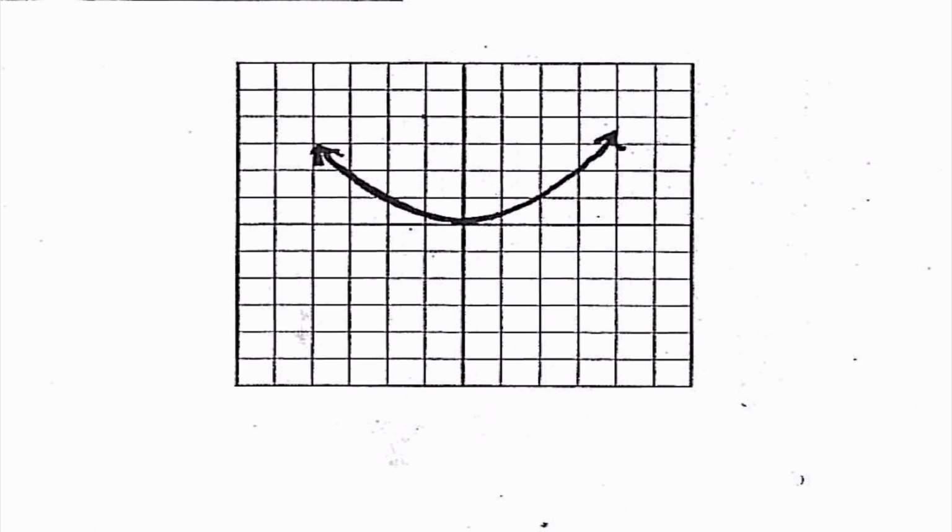Looking at our next problem, if I'm trying to find our domain first, I notice that when I move from left to right, I see these arrows. Arrows mean that this function continues in this direction and that direction.